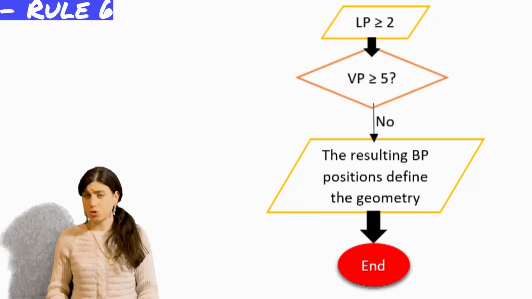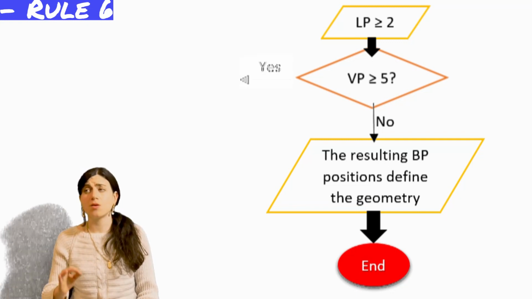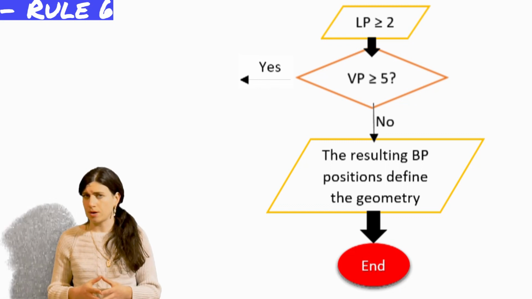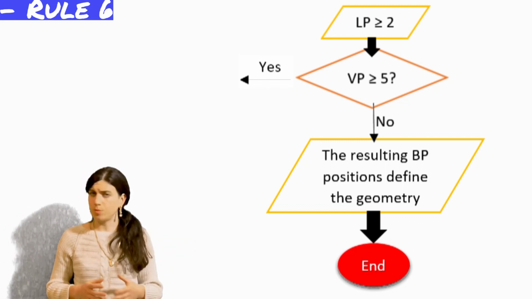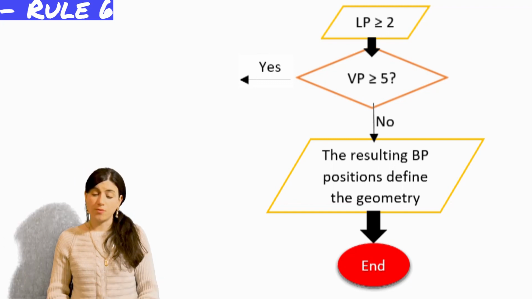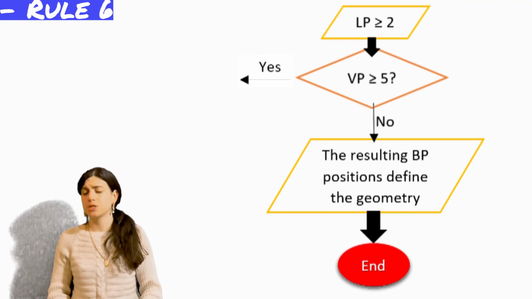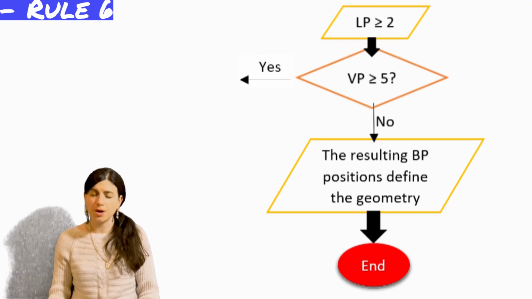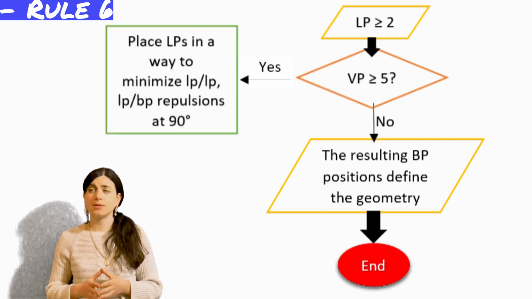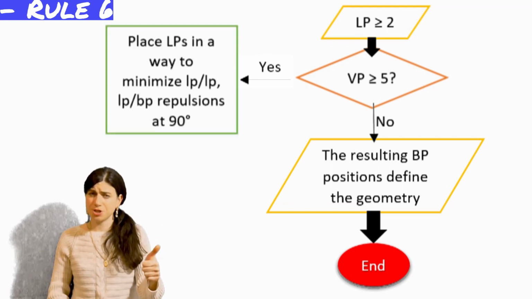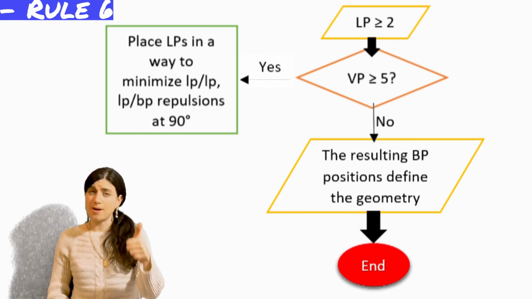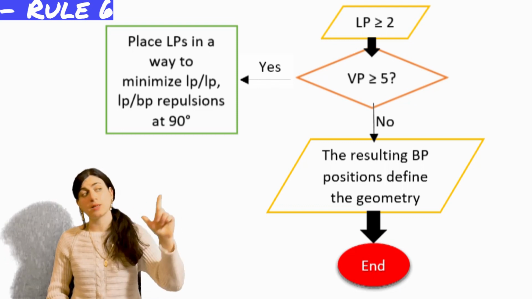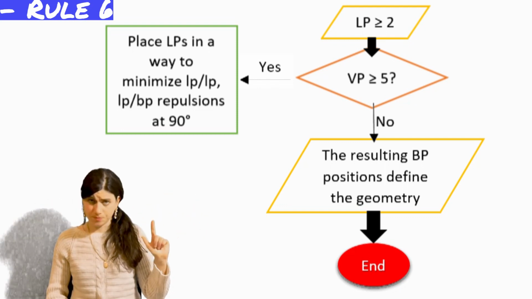LP greater or equal to 2 with VP greater or equal to 5. Now, in this case, there is the problem of where to place the lone pairs, in axial position or in equatorial position. And also there is the problem that we have more than 1 lone pair there. So, in this case, in order to find the most stable structure, we have to place the lone pairs in the positions in which the repulsions between lone pair and lone pair at 90 degrees are minimized, and also the repulsions between lone pair and bond pair at 90 degrees are minimized.